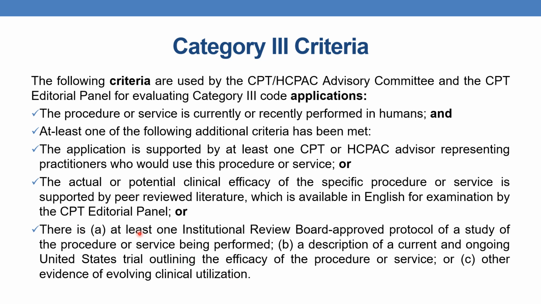There must be these 3 points: at least one institutional review board approved protocol of the study of the procedure or service being performed, and there must be a description of a current and ongoing United States trial outlining the efficacy of the procedure or service. Either A, B or C must be there, or other evidence of evolving clinical utilization. These are the criteria for category 3 codes. By this we complete the general and the specific criteria for category 1, 2 and 3.